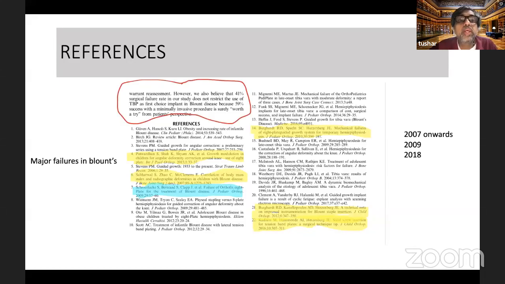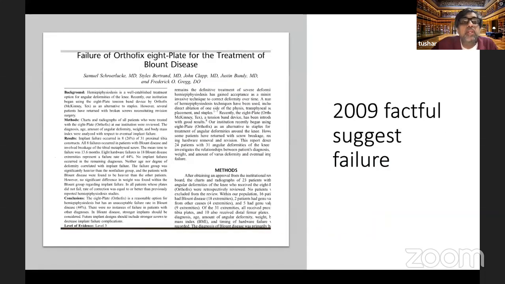Okay, so we have a 60% sort of success rate. It's a 60-40 success rate. To improve, we use SS plate with solid screws. I just took the liberty of showing the other papers. So this is Samuel Schorak's paper where he comments on failure, but he has just hypothesized that probably obesity and deformity was the cause, but he could not prove it because it was very early outcomes.